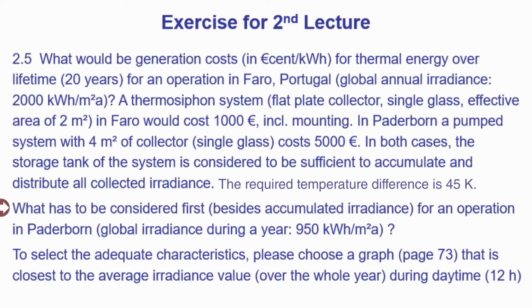So the question is, what has to be considered first besides the accumulated irradiance for an operation in Paderborn when we calculate? We can consider a global irradiance during the year of 950 kilowatt hours per square meter during a whole year. To select the adequate characteristics, you choose the graph on page 73 that is closest to the average irradiance value for the whole year during daytime.